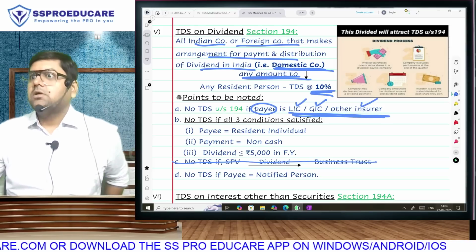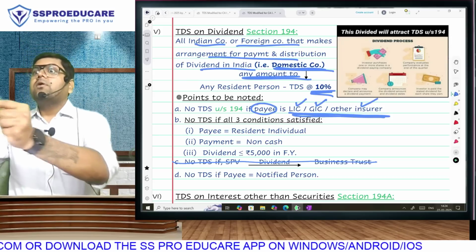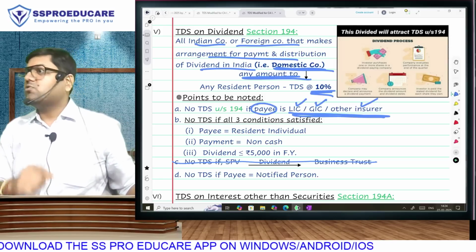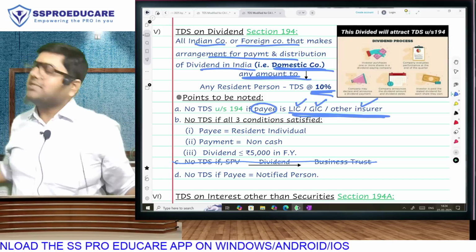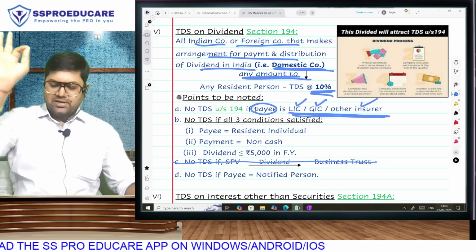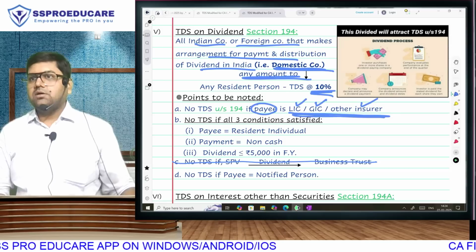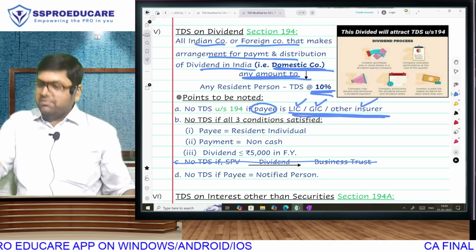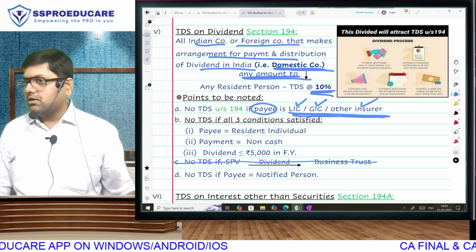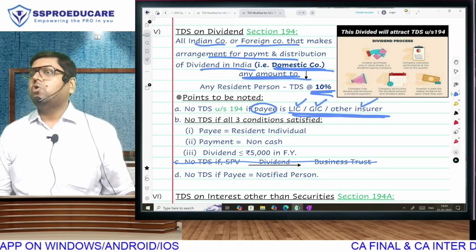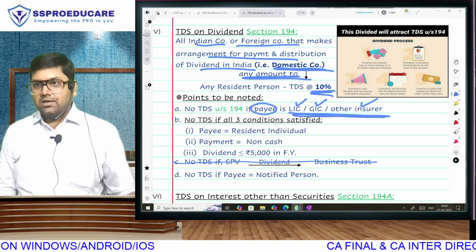Nonsense! Income being exempt from tax and TDS are two different things. If income is exempt, definitely there will be no TDS. But if income is taxable, there can be TDS, there may not be TDS. Is the income taxable? Yes. Will there be TDS? No. Is this clear, everyone?